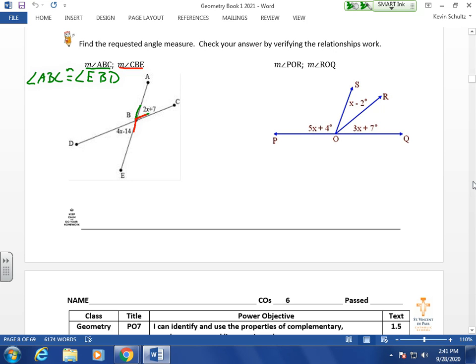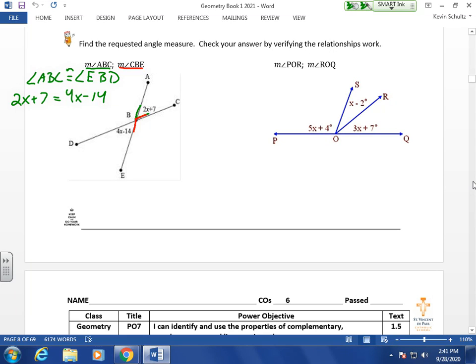Elise? She's right because they're vertical angles. We've got two segments here, and we know that because they've got the endpoints, right? Segment DC, which we know has got to be straight, intersects segment AE at that point. When that happens, the angles that are opposite each other, which in this case are ABC and EBD, have to be congruent, right? So we know that the measure of ABC is 2x plus 7, and we know that has to be equal to the measure of EBD, which is 4x minus 14.